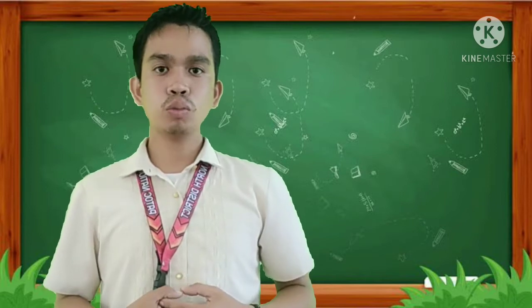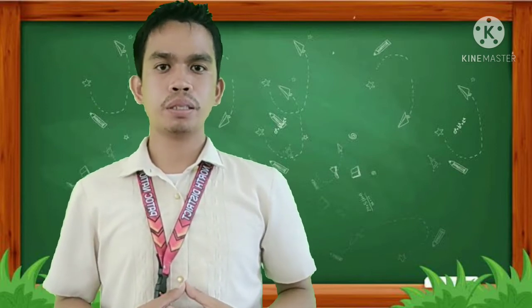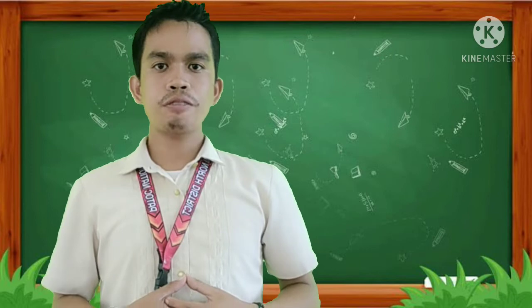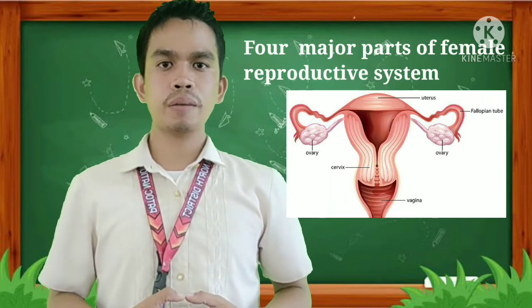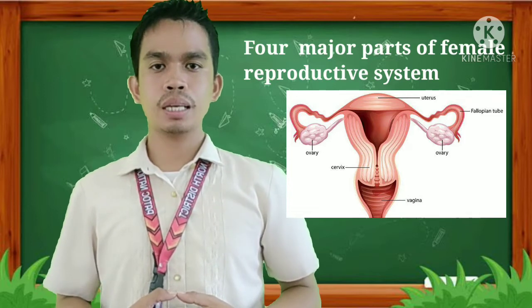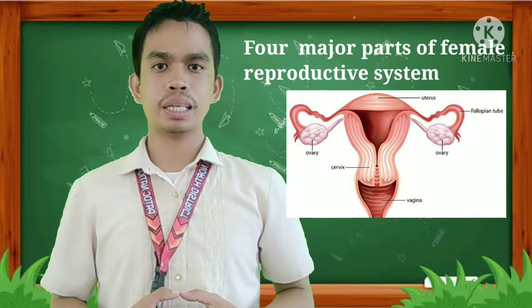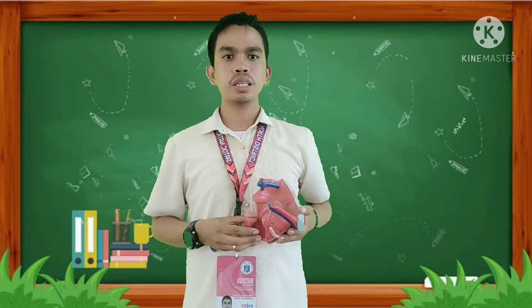Alright, let's move on to the major parts of the female reproductive system. There are four major parts of the female reproductive system: the ovaries, the fallopian tube or oviduct, the uterus, and the vagina. Now let's discuss the functions of these parts using this model.